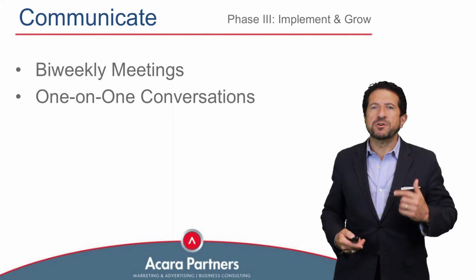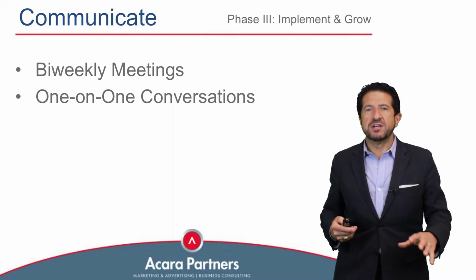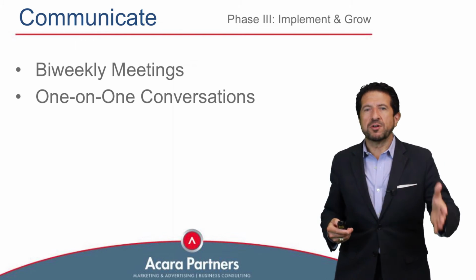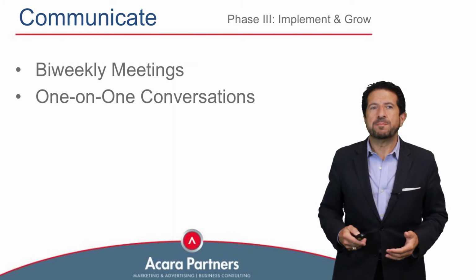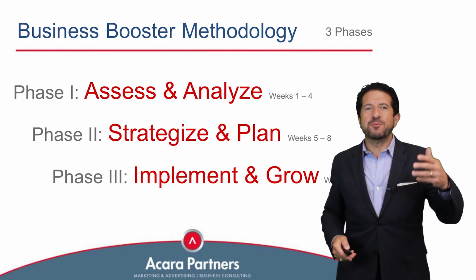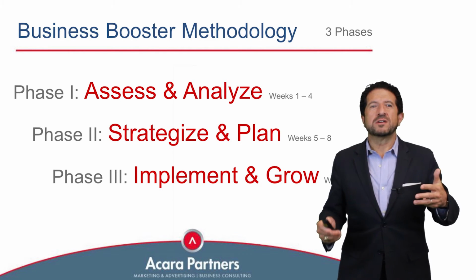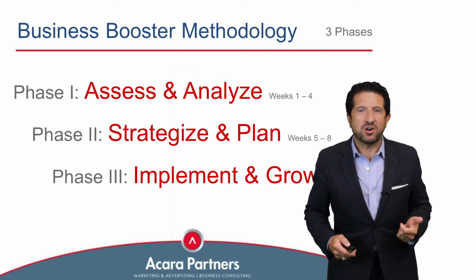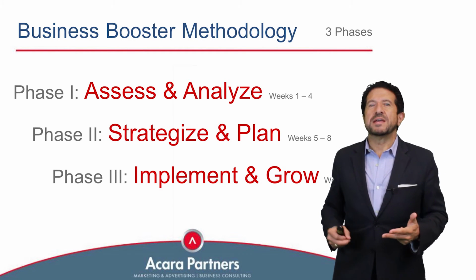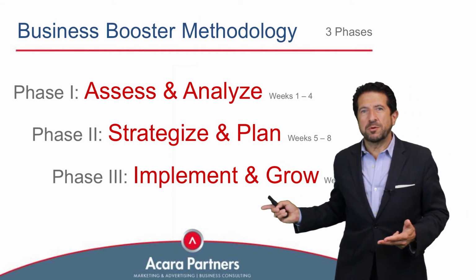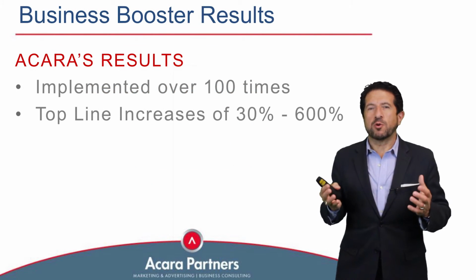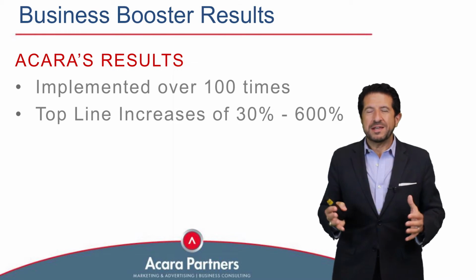So that's really critical on implementation, to make sure you monitor, so you measure what you need to monitor and then manage to those measurements. Okay, let's sum it up. The 3 phases of a business booster are phase 1, assess and analyze, phase 2, strategize and plan, and phase 3, implement and grow. This is a methodology that Acara has proven over 100 times works.